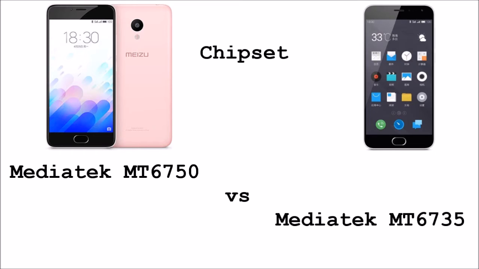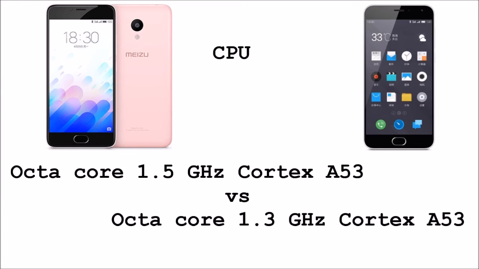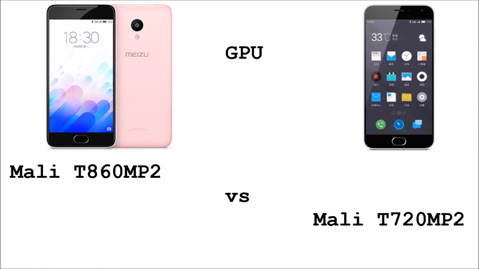As for the chipset, the Meizu M3 got MediaTek MT6750 chipset, while you get MediaTek MT6735 chipset on Meizu M2. Coming to the CPU, the Meizu M3 got an octa-core 1.5 GHz Cortex A53 CPU, while you get a quad-core 1.3 GHz Cortex A53 CPU on Meizu M2. As for the GPU, the Meizu M3 got Mali T860 MP2, while you get Mali T720 MP2 on Meizu M2.